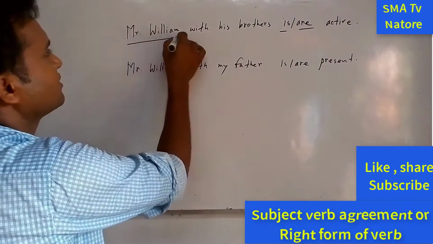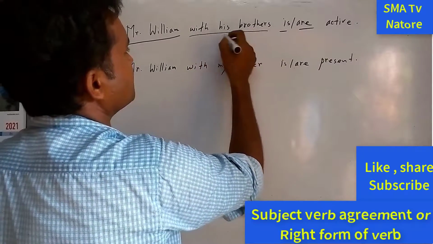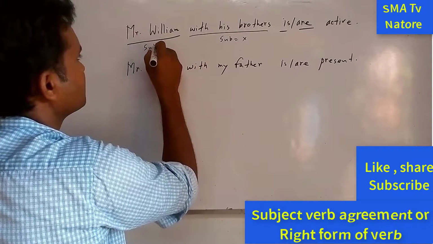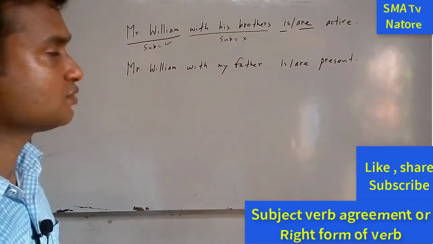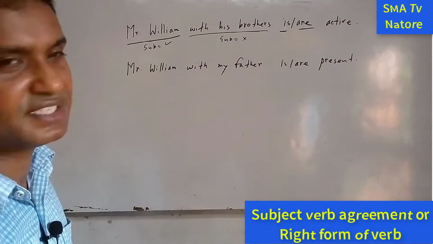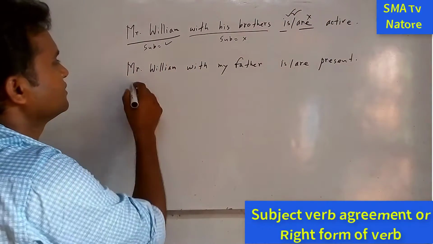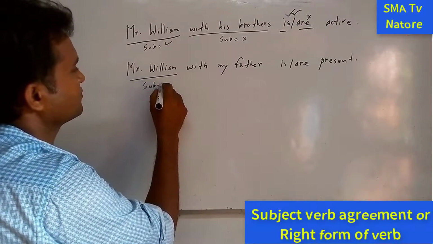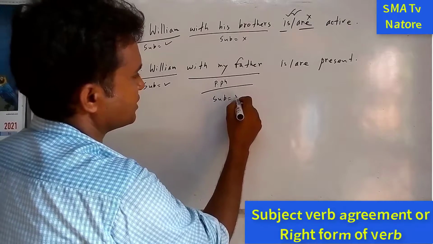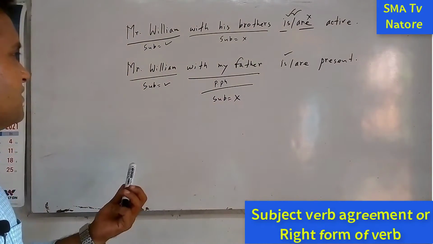Here Mr. William, this is the subject, but this one is not the subject. This is not the subject, but this one is the subject. So the subject is third person singular number. For this reason, I hope that you can guess it very easily. So 'is' is right, but 'are' is incorrect. Okay, this one is the subject, but this one is the prepositional phrase. This is not the subject, you know that. So here 'William is' is correct. I hope it is very easy for you.